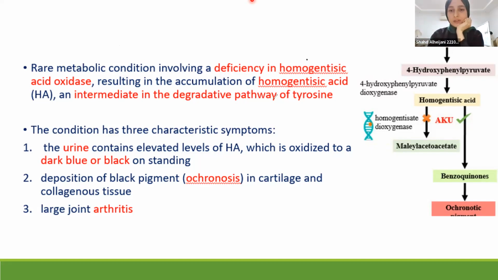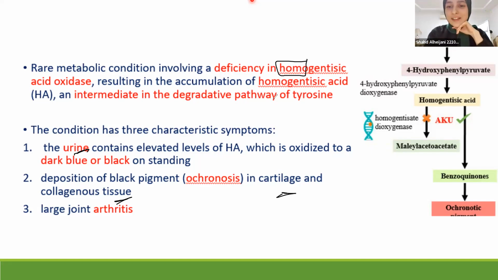First, we'll break it down. Let's take homo. Homo means same or similar. For that, we're going to remember that everything is going to be black: you have black urine, black joints, cartilage, and everything. And then we're going to talk about homocystinuria and other stuff, so you won't confuse homogentisic acid and homocystinuria.